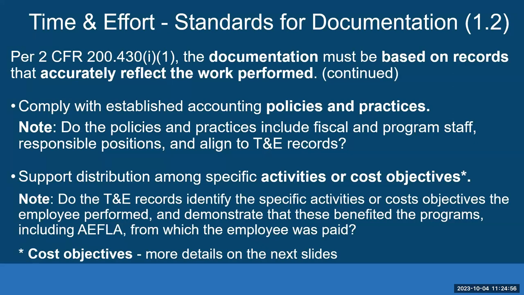The next one is that the records must support the distribution among specific activities or cost objectives. Cost objectives is definitely something we'll cover because it's important, and we'll see more details on the next slides. Cost objective is mentioned here in the federal requirement, but pretty much, cost objectives are the activities the employee performs. The easiest way to have the employee describe or identify the cost objective is to write those on the time and effort record. For example, a cost objective can be ESL instruction, ABE instruction, administration, professional development, CASAS intake, CASAS assessment. All those are different cost objectives or activities.